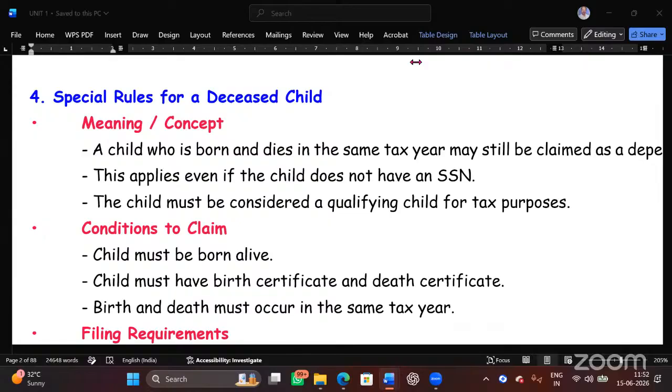Every document has its own set of rules and principles. If that set of rules is satisfied, then only that amount is allowed to that taxpayer. Then it will be filled in the respective document. Then finally it flows to the 1040.